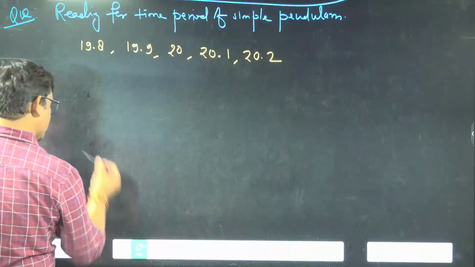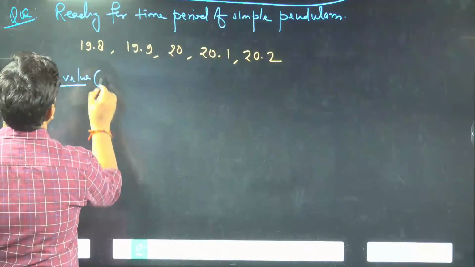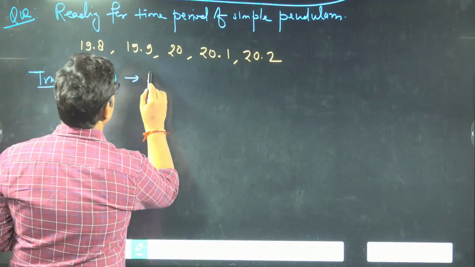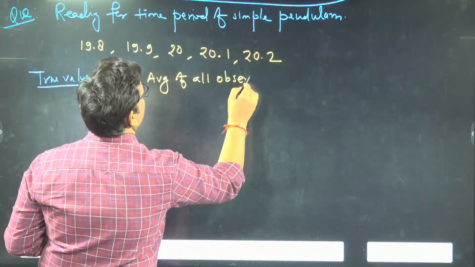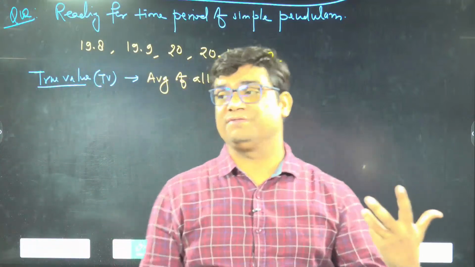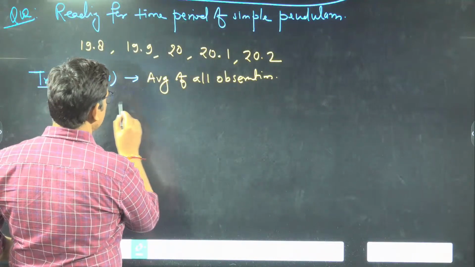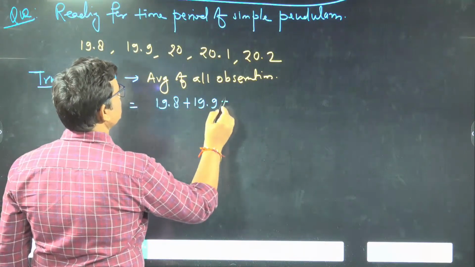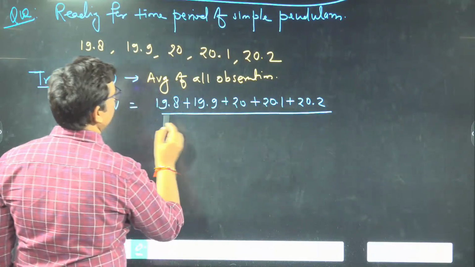After taking these 5, we need to find the true value. How can we find the true value? The average of all observations is taken as the true value. Average or mean of the observations is taken as the true value. So here the true value, TV, will be 19.8 plus 19.9 plus 20 plus 20.1 plus 20.2, divided by 5.